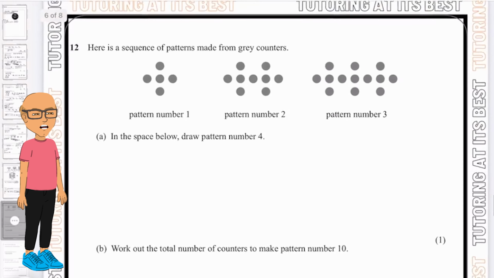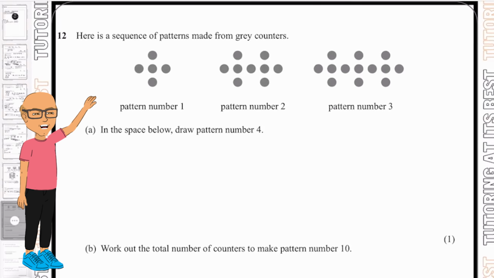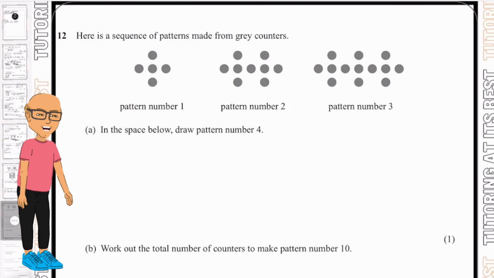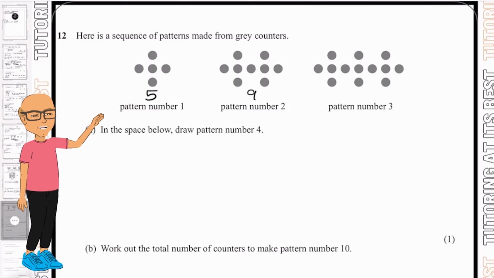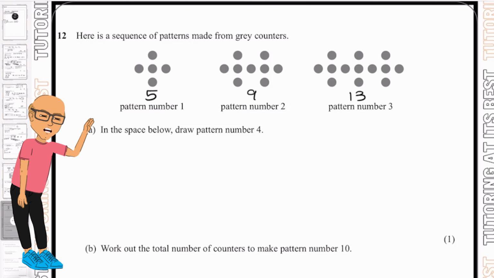Okay, and over to question 12. So we've now got a different sequence of patterns made from grey counters. So again, if we add these up right away, we have 5 in the first pattern, 9 in the second, and 13 in the third.